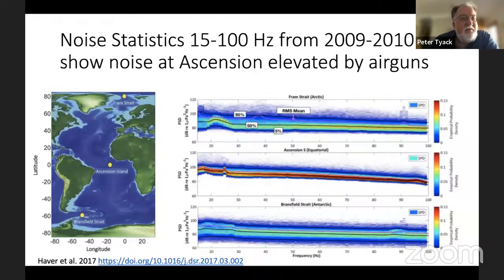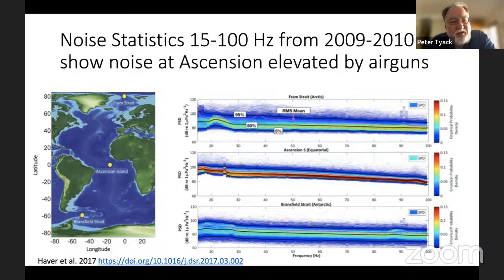Comparison of different sites like Fram Strait in the Arctic, Ascension Island in the tropics, and Bransfield Strait in the Antarctic, with these kinds of plots of amount of sound energy as a function of frequency, show that Ascension Island has significantly higher average noise levels than either of the polar regions. And zooming in has shown that that's primarily from sound from air guns used for seismic survey. So that shows that Ascension Island is a place where there are elevated levels of a potential stressor, if noise is a stressor for marine life, compared to these other sites.